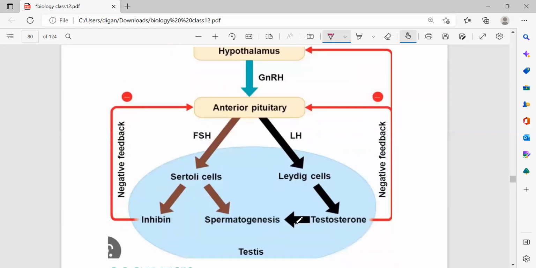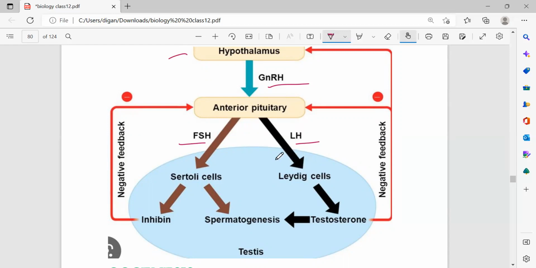Now, hormones related to spermatogenesis. These 3 are the main hormones: gonadotropin releasing hormone, follicular stimulating hormone, and luteinizing hormone. First the hypothalamus gland becomes activated and it will release GnRH. Then it will act on the anterior pituitary gland and it becomes active. The anterior pituitary gland will release two hormones, follicular stimulating hormone and LH, meaning luteinizing hormone.